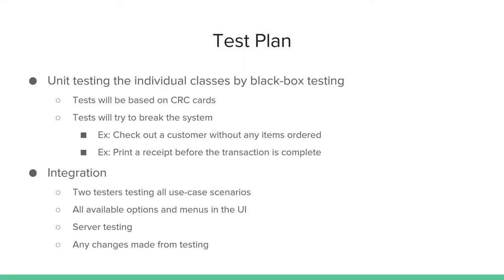The testing phase will begin with unit testing of the individual classes utilizing the black box method of testing. The tests will be based mainly on CRC cards. There will be multiple failure tests in place to try and get the software to break. One example will be to check out a customer without them having ordered anything, or print a receipt before the transaction is complete. The next phase of testing will focus on integration.